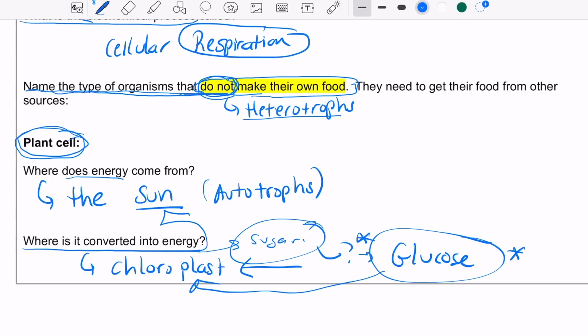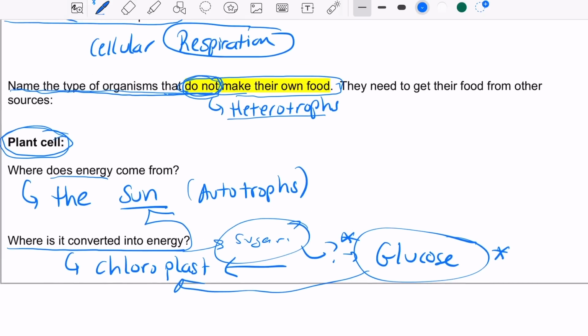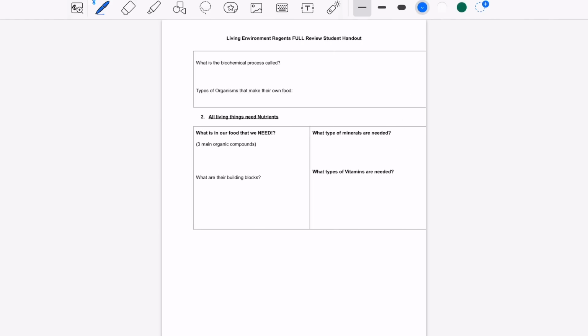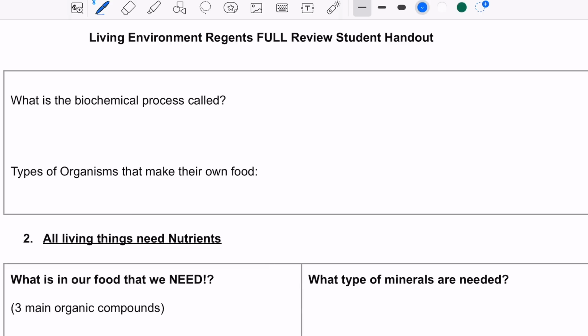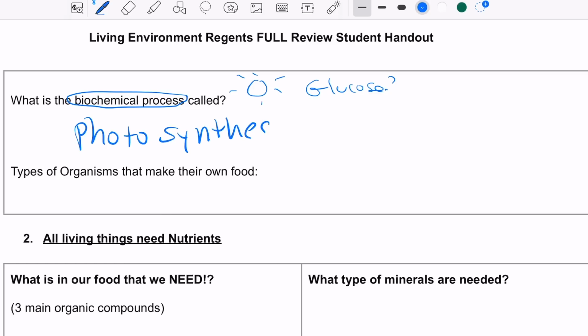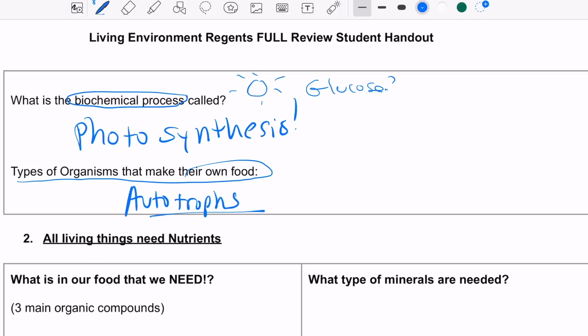chloroplast through the process of, I'm sure I have a question based off that, of course. What biochemical process takes energy from the sun and makes it into sugar glucose? That process is called photosynthesis. What are the types of organisms that make their own food? They are called autotrophs. Autotrophs make their own food.